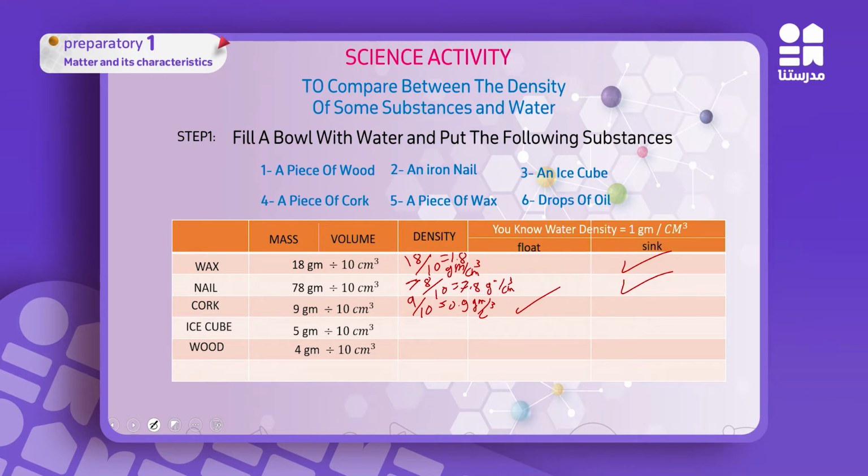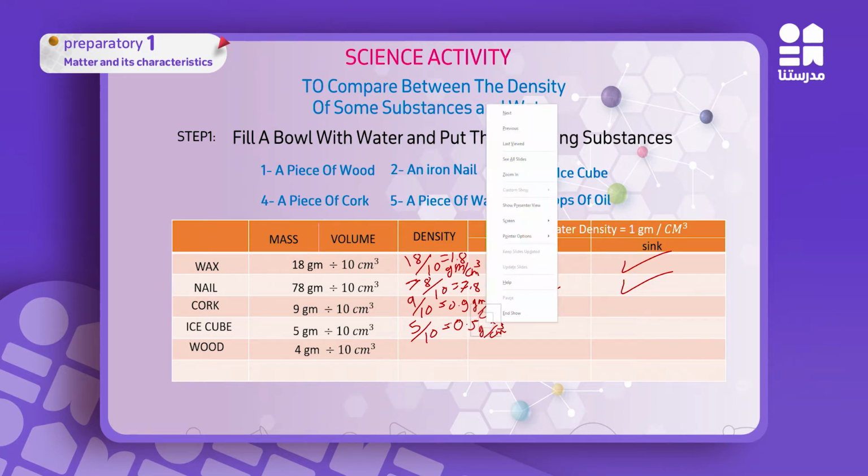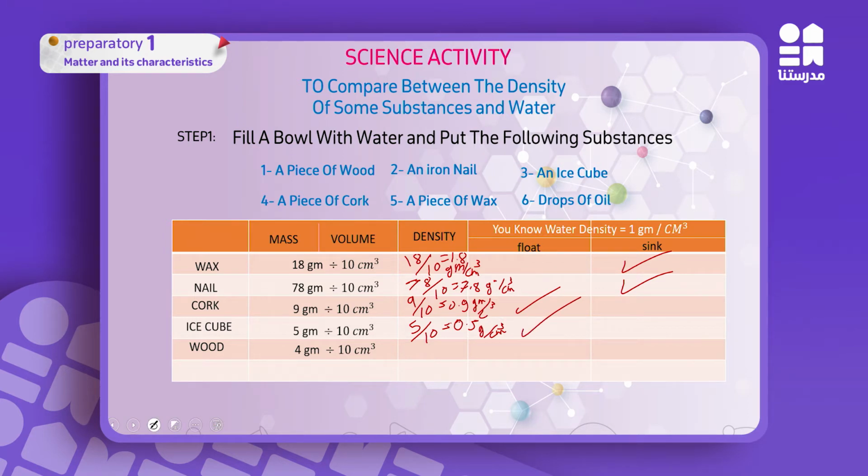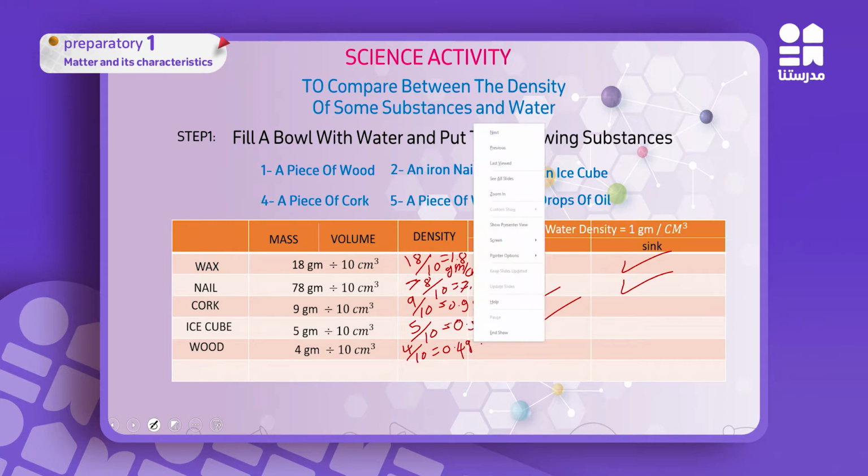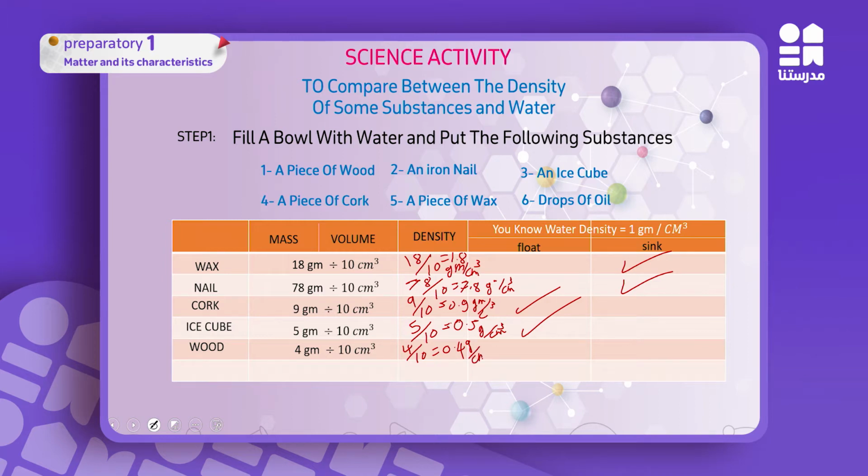What about the ice cube? I know all of you will say it will sink. No, imagine that the ice cube is lighter than water. Remember, ice in Pepsi is always floating. Its density is 0.5 gram per cubic centimeter. So what will happen here? Of course, it will float. What about the wood? Wood can sink or float. Let us see. 4 over 10 equals 0.4 gram per cubic centimeter. Is 0.4 less than 1 or greater than 1? Of course, less than 1, so it will float.